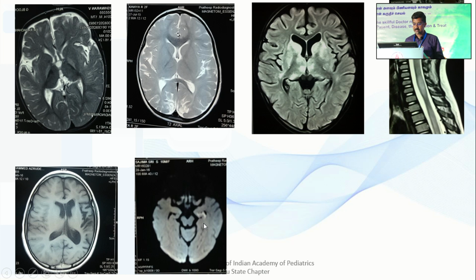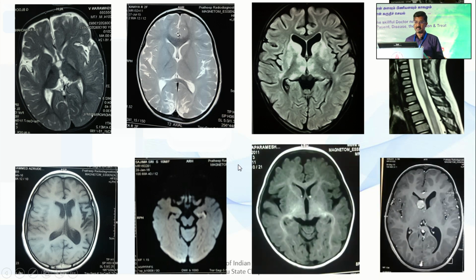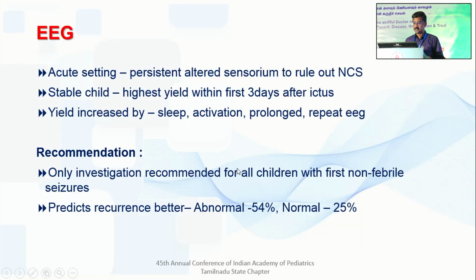And this is another interesting case, a child presenting with febrile status. You can see the edema in the hippocampus. These kinds of children are very prone to develop mesial temporal sclerosis and get refractory complex partial seizures. This is a subependymal nodule and a subependymal giant cell astrocytoma of tuberous sclerosis.